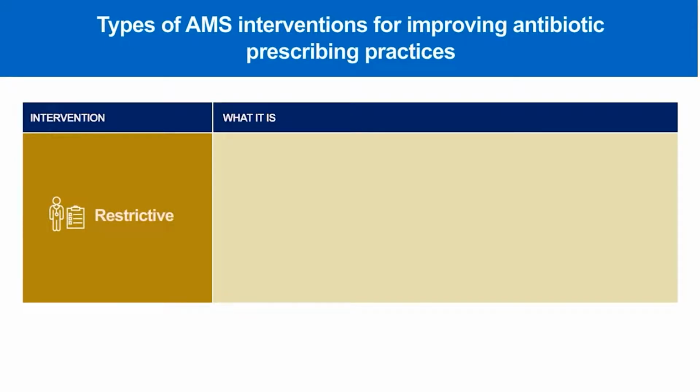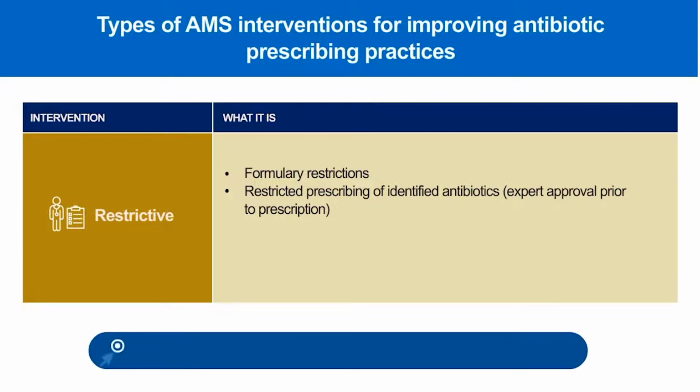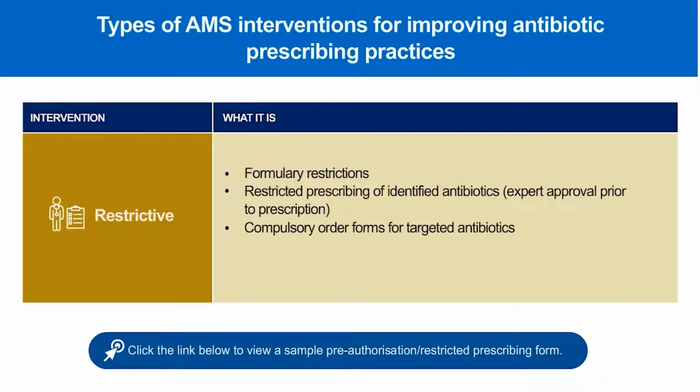Restrictive interventions include formulary restrictions, restricted prescribing of identified antibiotics, such as needing expert approval prior to prescription. Here you can download a sample of a pre-authorization form. Compulsory order forms for targeted antibiotics. Automatic stop orders, for example, after a single dose of surgical prophylaxis. Selective susceptibility reporting from the lab.